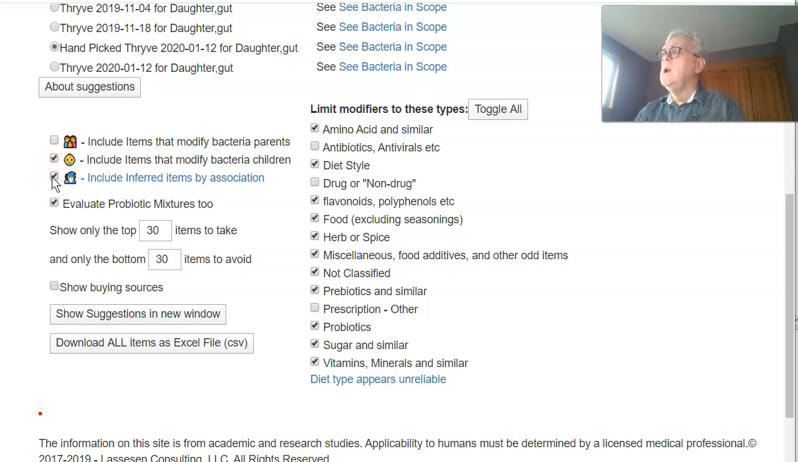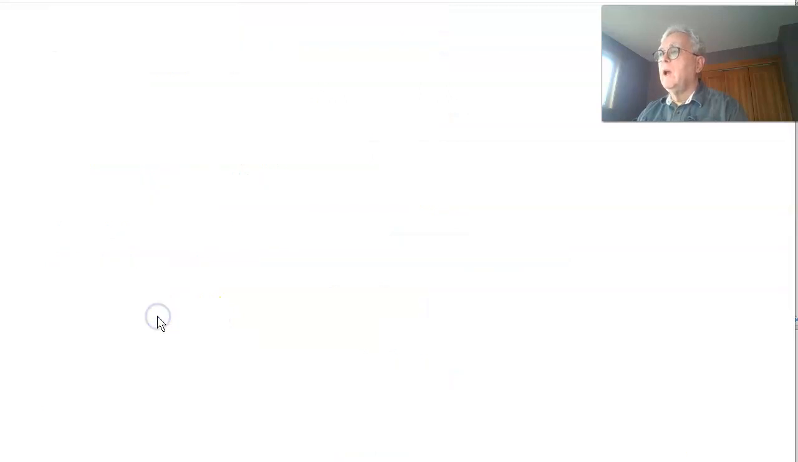There's some bacteria we have no information about what modifies it, but we do know that those bacteria go up and down in agreement with a different bacteria. So what we do is we find out what modifies that other bacteria, and by inference, hopefully bring up the bacteria which we know nothing about. So we're basically doing inference. So we get all of those ticked. You can play around to your heart's content. I did 30 and 30 for illustration purposes.